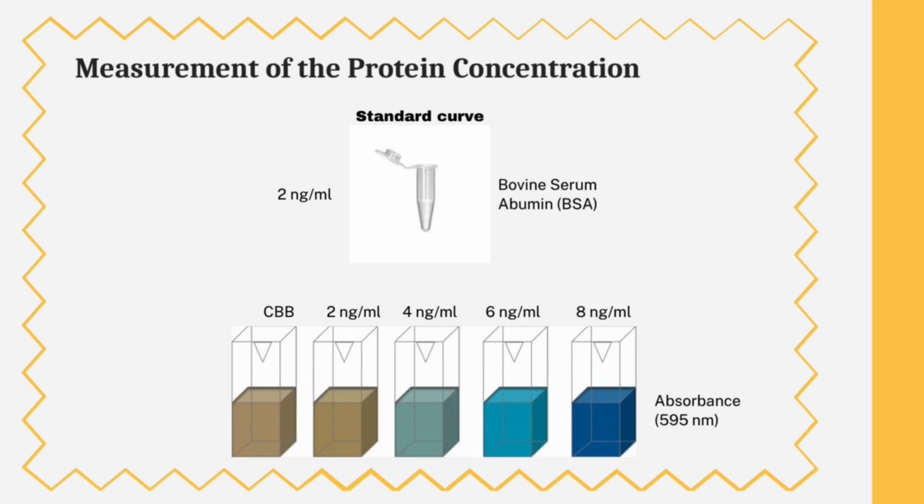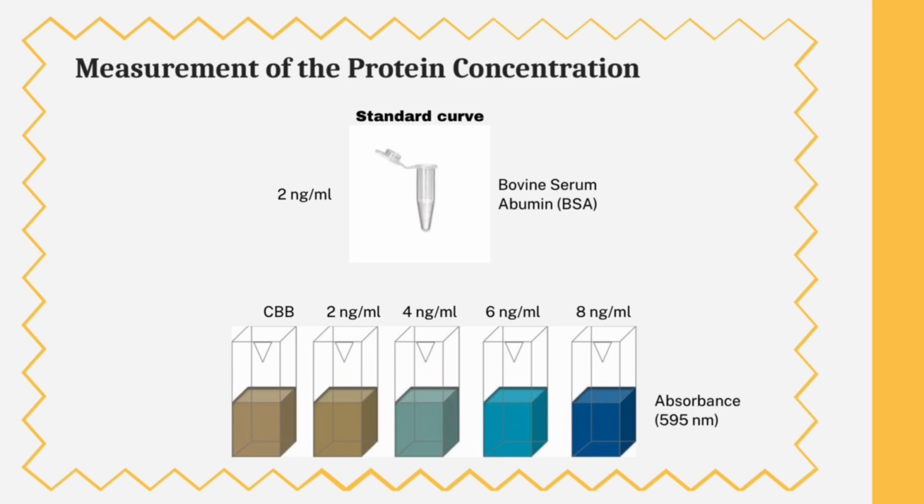Now we take this and we measure the absorption of this solution in a spectrophotometer at 595 nanometer because we want to see how much bluish color we have in the solutions. We use the Coomassie brilliant blue as a blank in the spectrophotometer, and then we measure the absorption of the other solutions. Then we will get something like a curve.